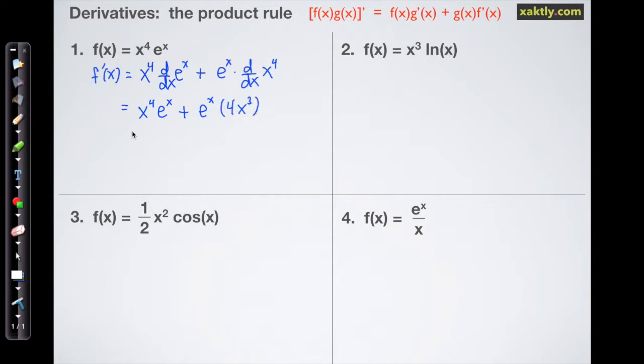And then I can just factor out of this. I can factor out the e to the x and have that times a nice polynomial inside. I could also factor out an x cubed, but I didn't do that in this case.